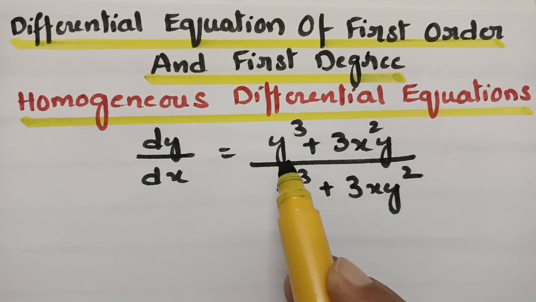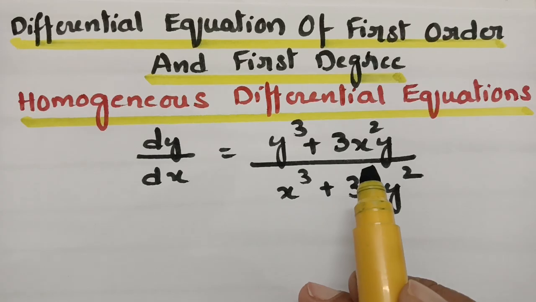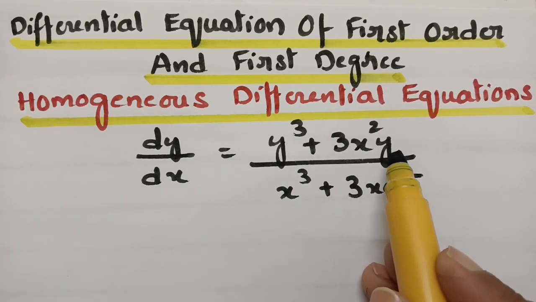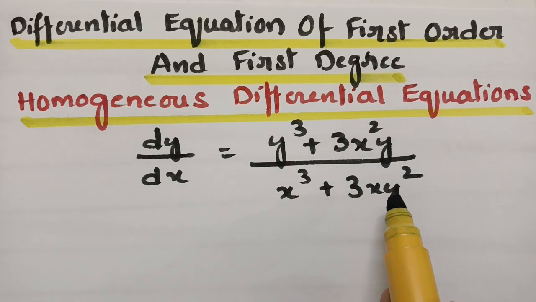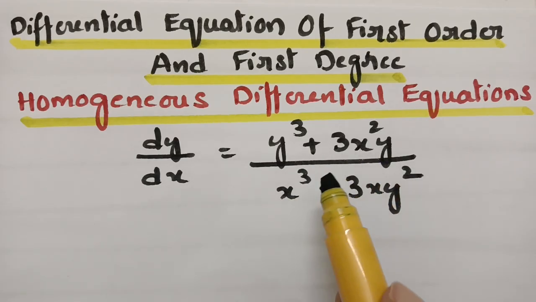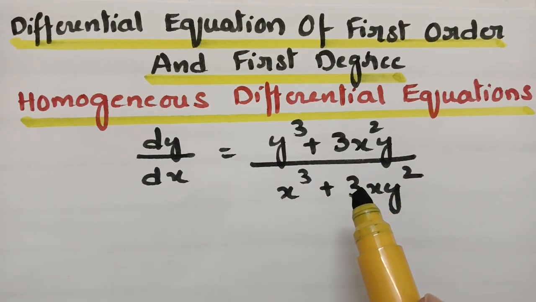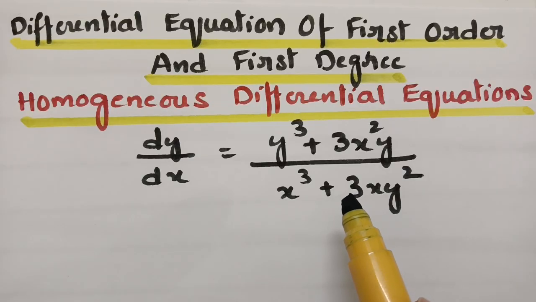By watching the question, you can notice that there are variables equally distributed. There are three variables here, three variables here, three down and three down. So the variables are equally distributed with degree 3. So we say that it is a homogeneous differential equation.